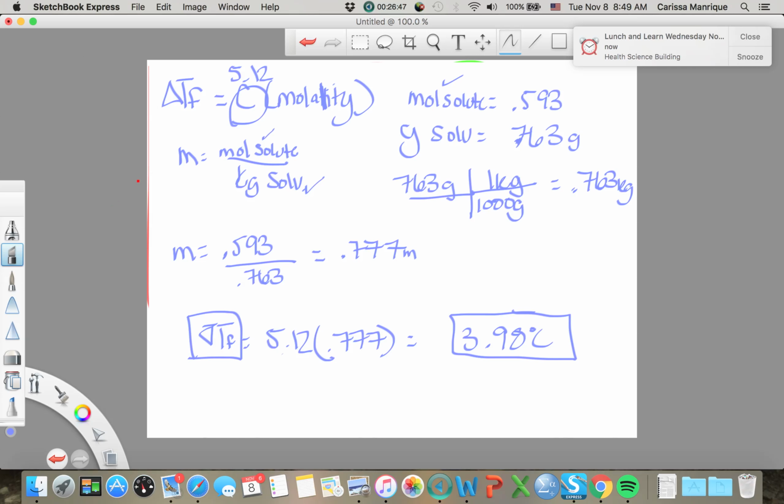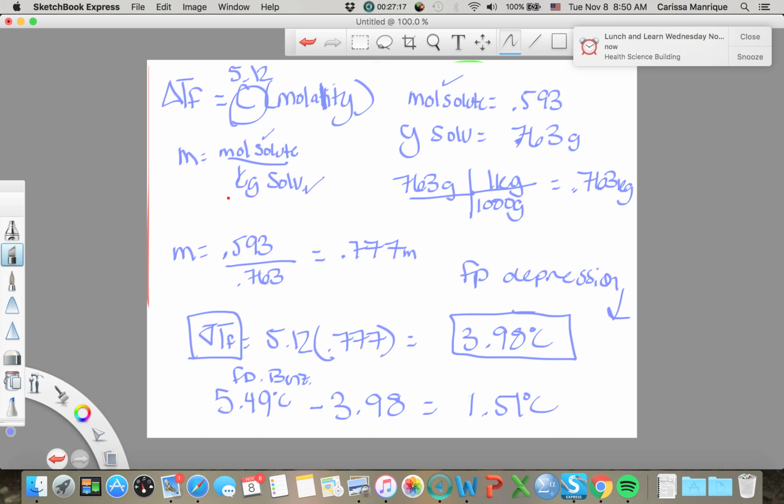The freezing point, if you look on the chart, is 5.49 degrees Celsius. That's the freezing point of benzene. But it's going to change by 3.98. Now this is called freezing point depression. Depression meaning lower. So you're going to lower the freezing point by 3.98. So you do 5.49 minus 3.98, which is 1.51, your new freezing point for benzene.